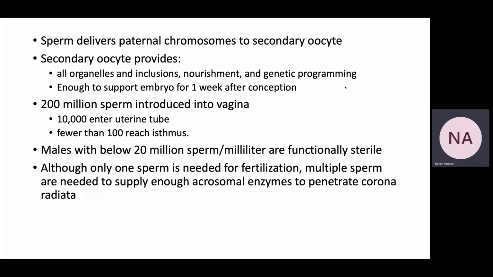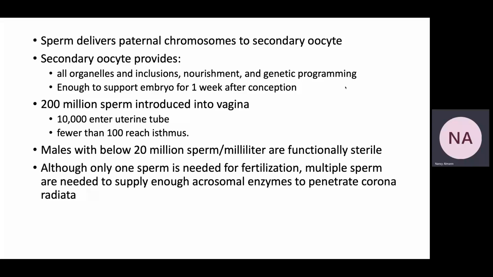Numbers, which I will not ask you to repeat on an assessment: 2 million sperm introduced into the vagina during ejaculation. About 10,000 enter the uterine tube. Fewer than 100 reach the isthmus. If you're a male that has less than 20 million sperm per milliliter, you are considered functionally sterile.